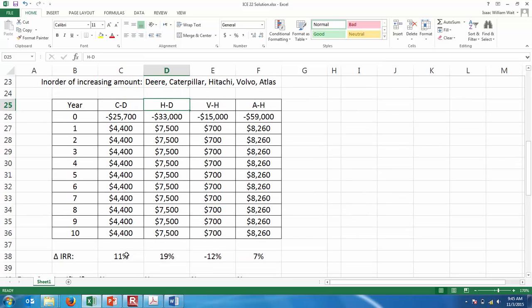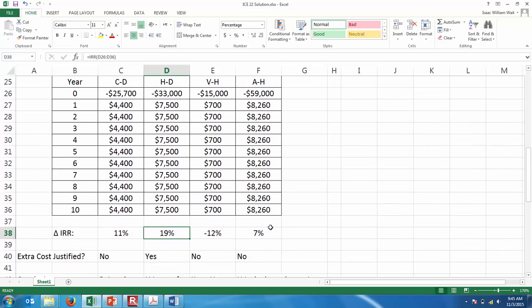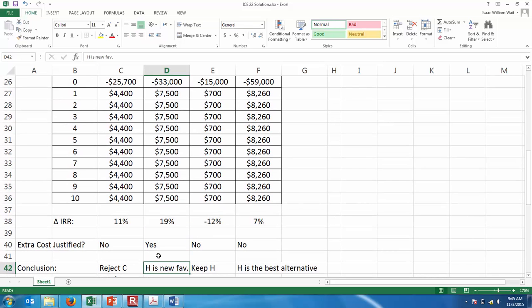That's the one to beat from now on. So our next comparison is Hitachi. We're comparing Hitachi to Deere, and it's an extra $33,000 to buy the Hitachi equipment. But the nice thing is it generates an extra $7,500 every year. So we can calculate the internal rate of return on the increment and find that it's 19%. That's greater than our MARR of 14%, and so the interpretation is yes, the extra cost is justified. Conclusion, Hitachi is our new favorite.